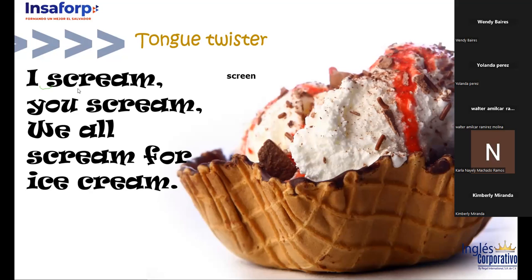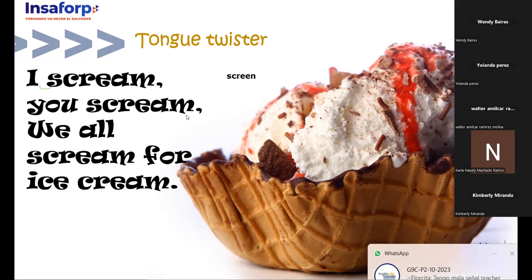Vamos todos. Ice cream, you scream, we all scream for ice cream. Eso, Yolanda, vamos, otra vez, tres veces seguidas, Yolanda, vamos. Ay, le volví a pronunciar la S. Yeah, bueno, pero ahí vamos, practicando, vamos.